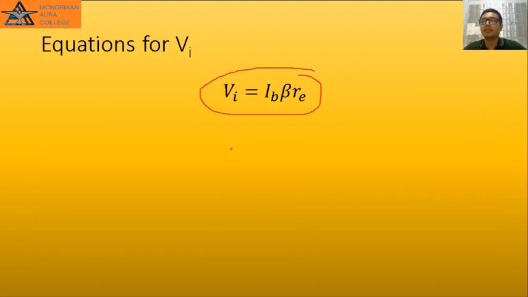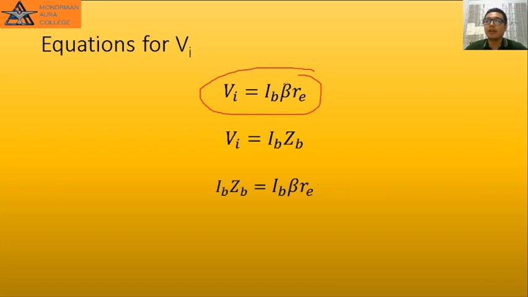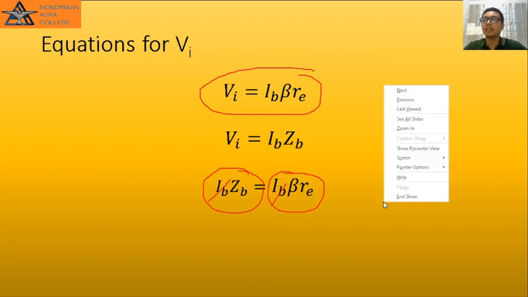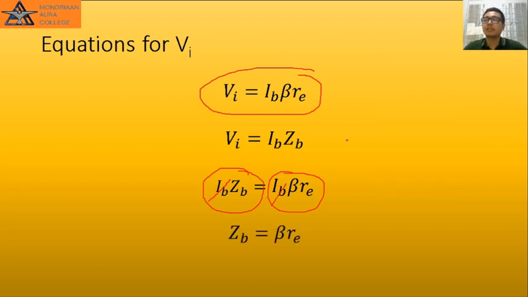Alright. And then, we're going to equate the two equations for the input voltage. You have I sub B, beta RE, which is this one. That is also equal to I sub B times Z sub B. Ma-eliminate natin dito yung I sub B. Ang matitira na lang dito is Z sub B is equal to beta RE. So that's just a proof, no, na ang Z sub B ay equal sa beta R sub E.